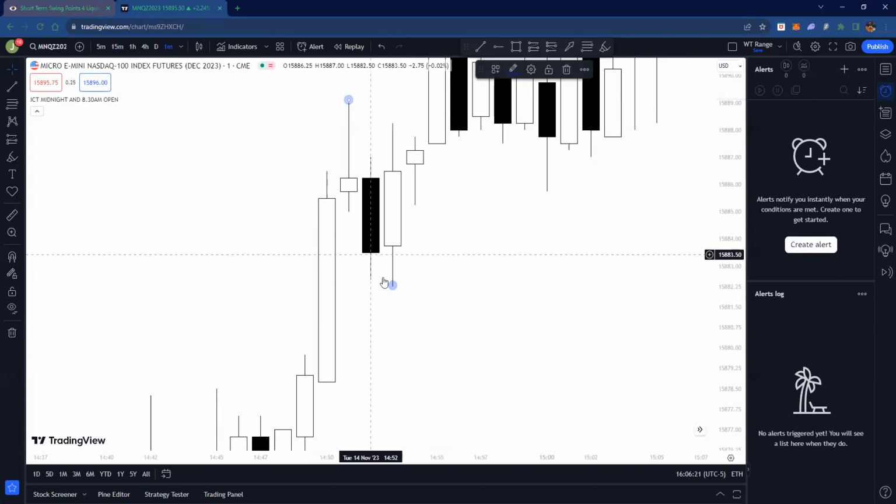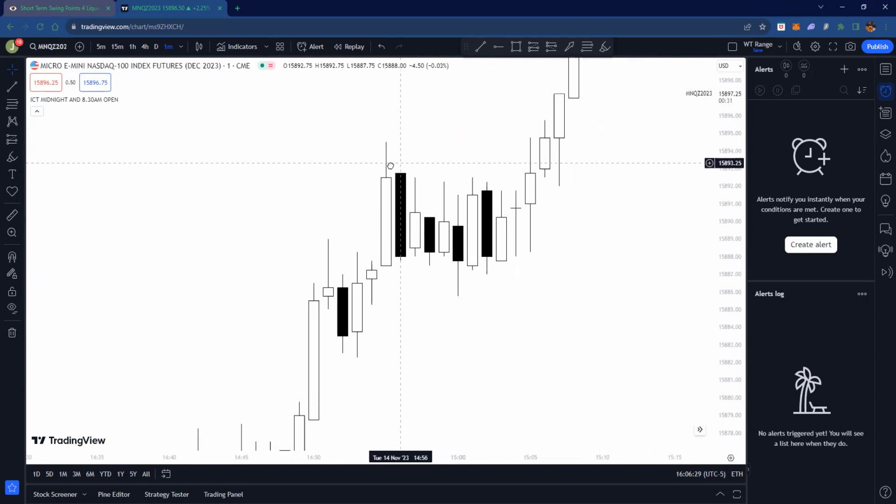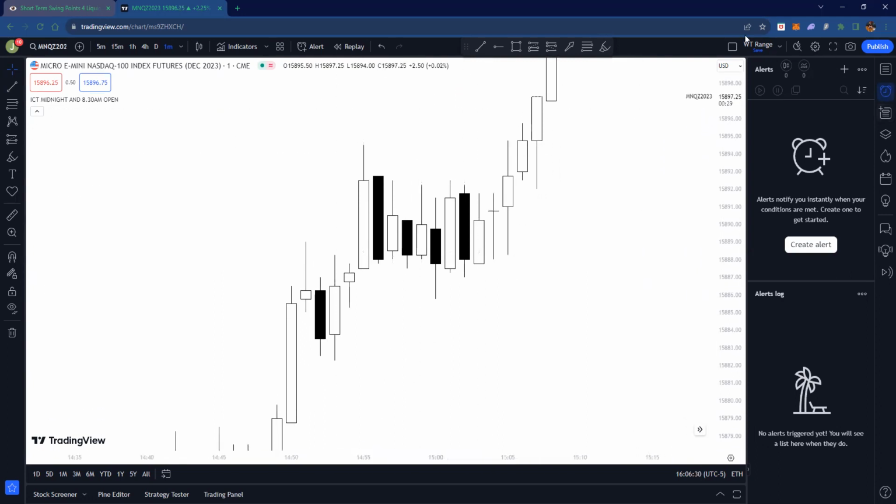So in conjunction with this pattern, we're going to be talking about using it to find short-term swing highs. So here's a short-term swing high. Notice that we have a high right here, also a high right here. We have a high, higher high, and a lower high. We also have a high, higher high, and lower high.